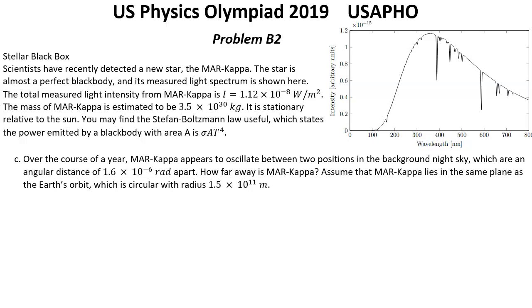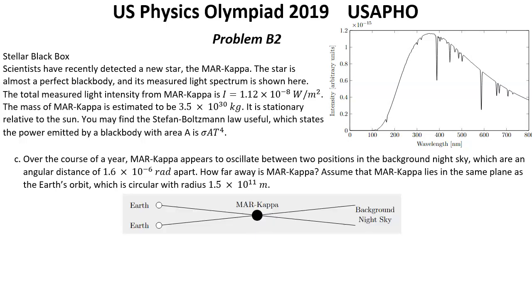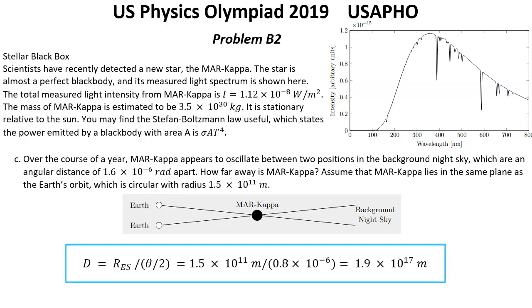Solution for question C. This is a parallax effect as shown in the diagram. The angle Earth makes with MAR Kappa is the angular shift it makes in the night sky. Then the distance to the star is equal to the distance to the Sun divided by θ over 2, which is 1.9 × 10^17 meters. That was the solution for question C.